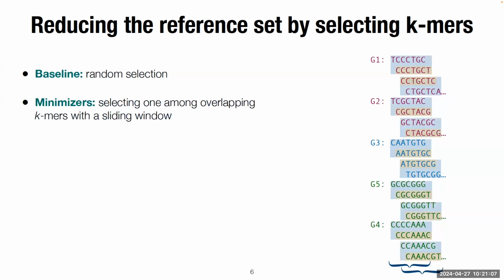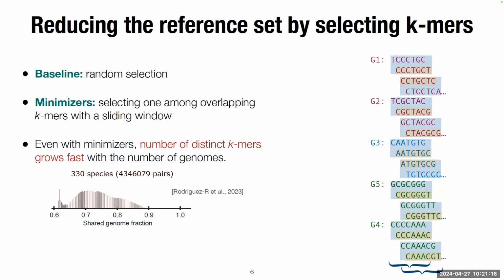So what can you do to select k-mers? You can just simply randomly select k-mers. This is the absolute baseline. You can use minimizers to exploit the local redundancy that you have in your genome. There are overlapping k-mers, and you can just select one among overlapping k-mers. But even with minimizers, each genome will introduce some new k-mers, because even given two genomes from the same species, they will share only a small portion of their genomes.